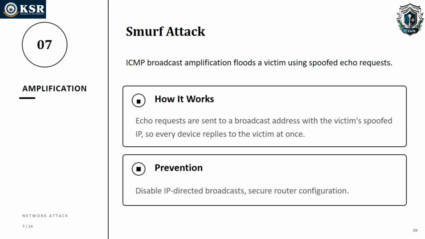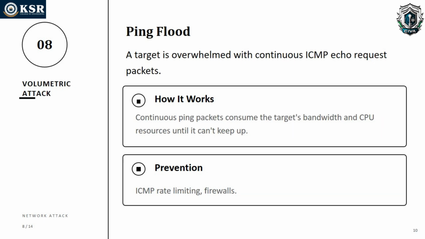Smurf attack. A Smurf attack abuses ICMP broadcast amplification. The attacker sends echo requests to a network's broadcast address but spoofs the source as the victim's IP. Every device on that network replies all at once to the victim, multiplying a small amount of attacker traffic into a flood. Prevention is straightforward: disable IP directed broadcasts on routers, and keep router configurations locked down.